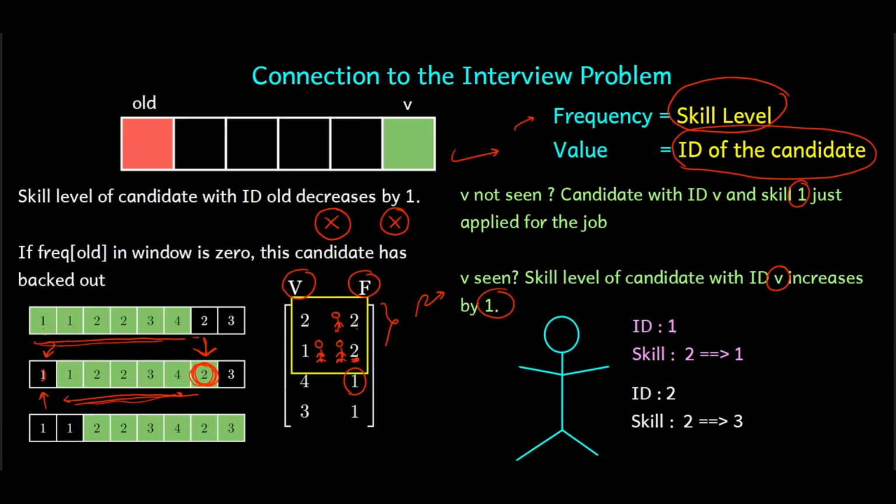So the skill level of candidate 1 decreases from 2 to 1, while the skill level of candidate 2 increases from 2 to 3. All you have to do is convince yourself that this mapping, that frequency maps to the skill level of the candidate and value maps to the ID of the candidate, is a proper mapping. Once you do this mapping, this problem is 100% the same as the interview selection problem.